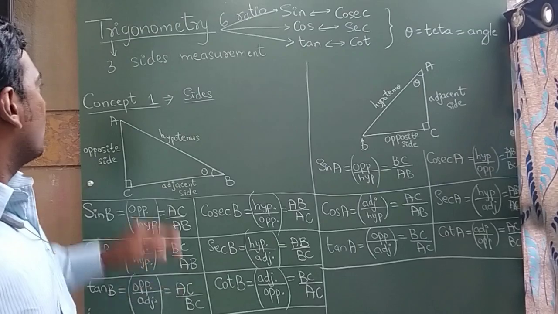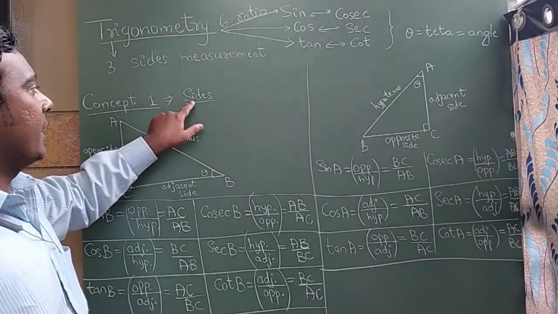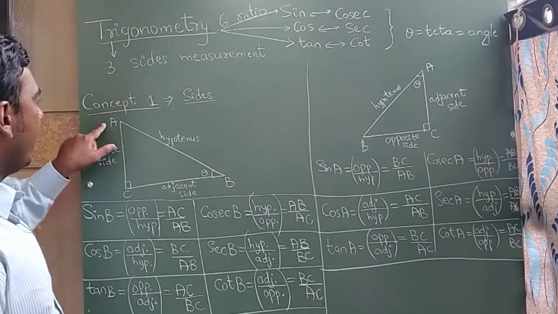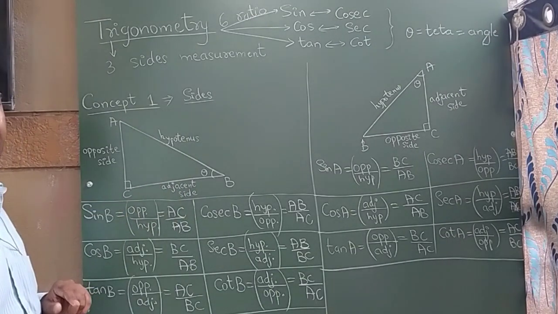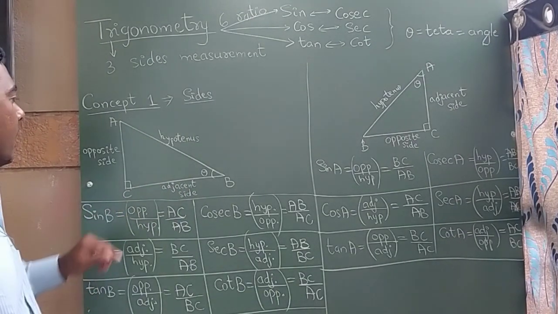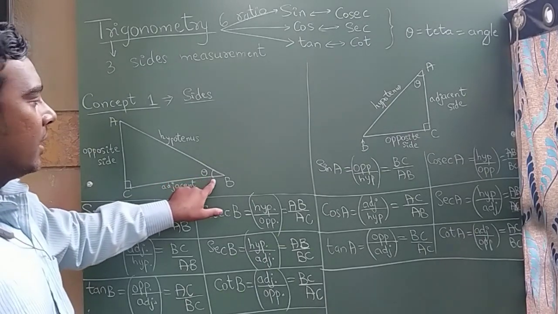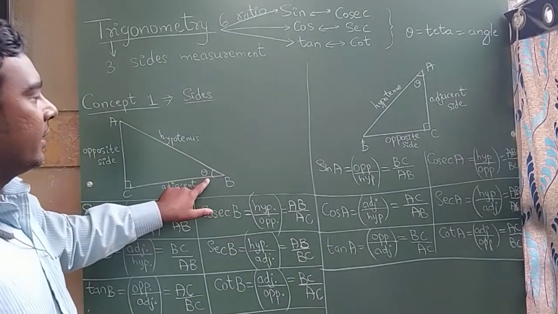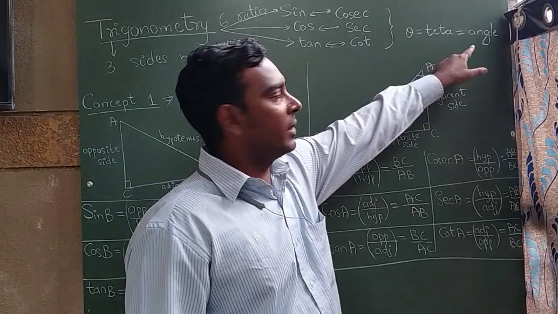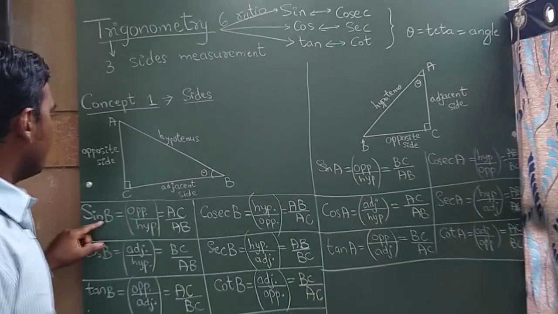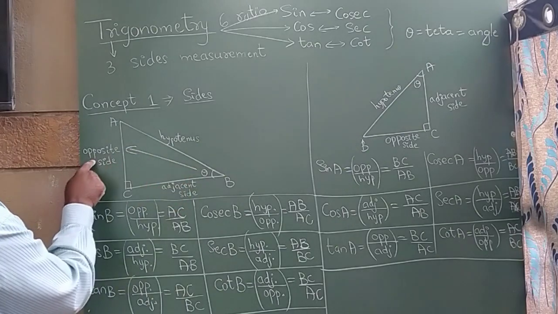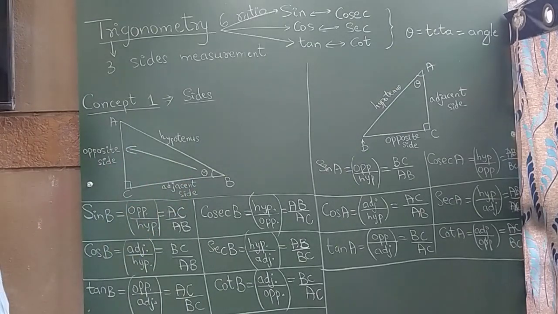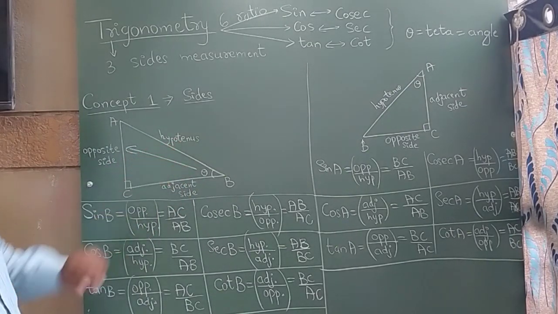Fine. So concept number 1, I have named it as sides. So A, B and C. At C it is 90 degrees, that is a right angled triangle. Now let us consider at angle B there is a theta. So theta is nothing but some angle. Now sine B, B means this. So this will become opposite side, this is adjacent side and this is hypotenuse.